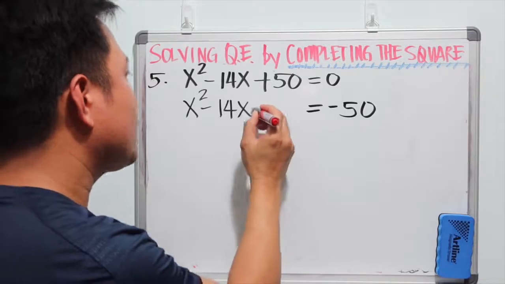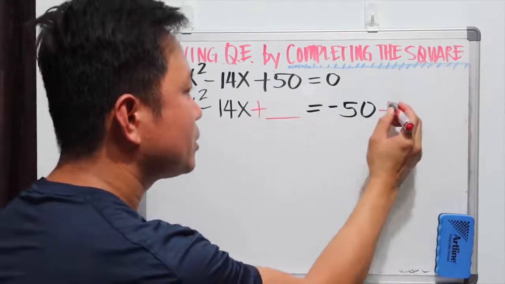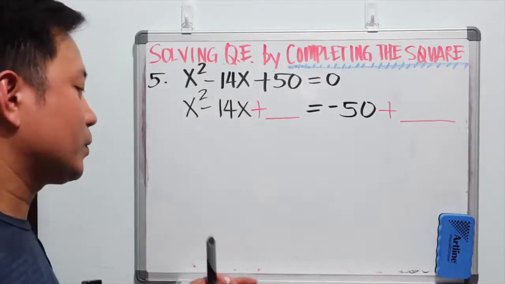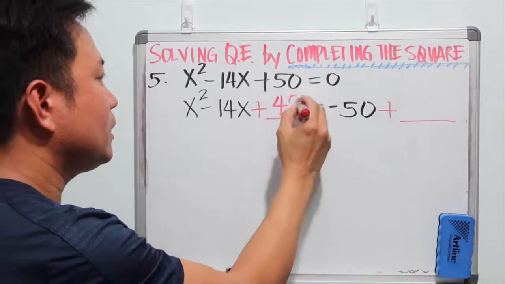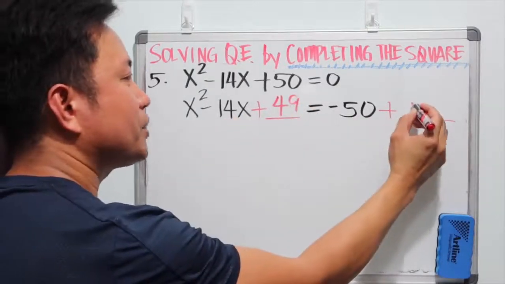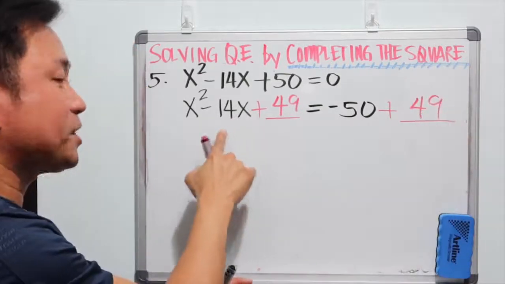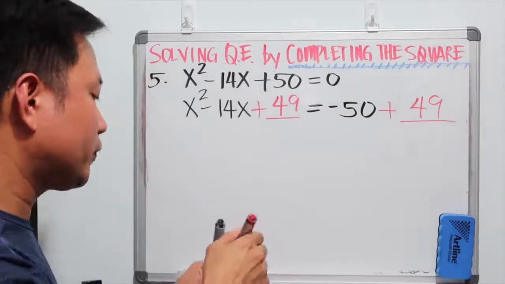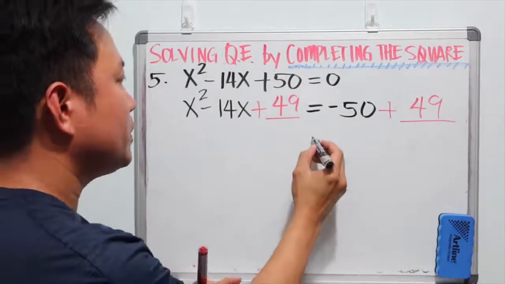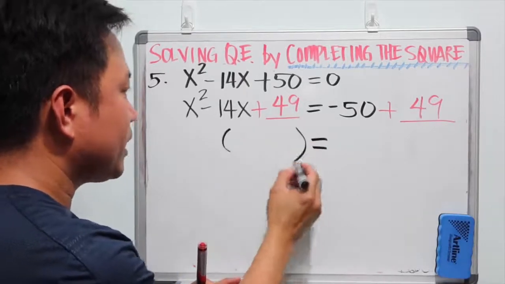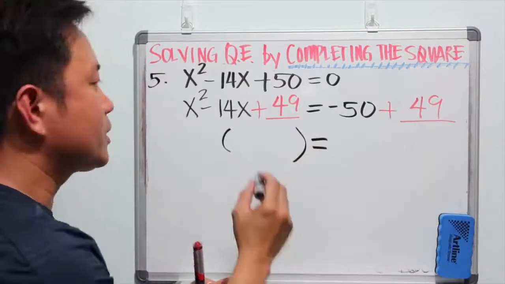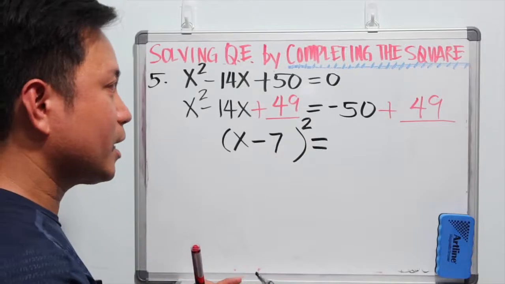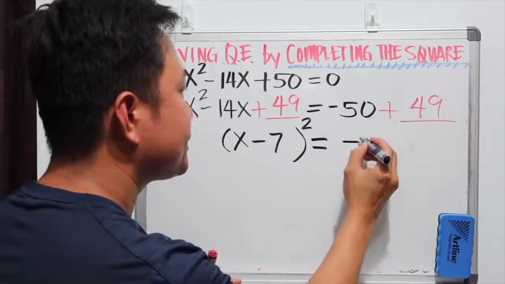So, what do you think are we adding to both sides of the equation to make this a perfect square trinomial? Yes, we're adding 49 because we need to get half of negative 14, which is negative 7, and then we square negative 7, that's 49. So we need to add 49 to both sides of the equation to maintain equality. Left side is always a perfect square trinomial, so this can be factored as x minus 7 to the second power. Right side, negative 50 plus 49 is negative 1.